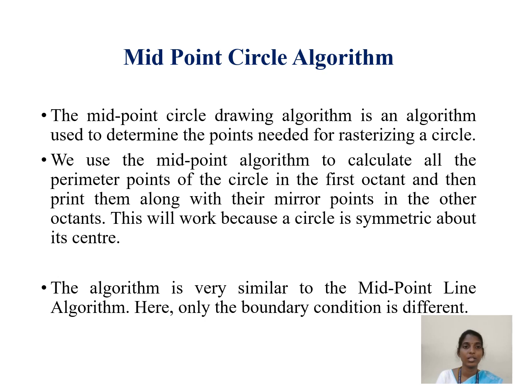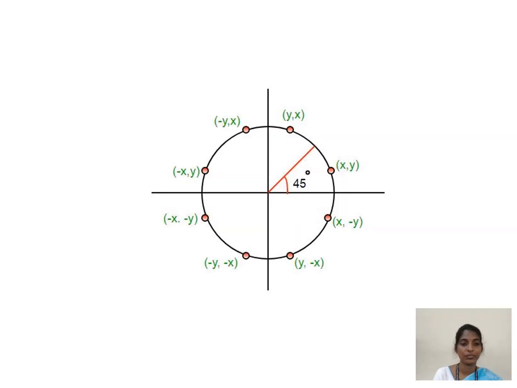Midpoint circle algorithm. The midpoint circle drawing algorithm is an algorithm used to determine the points needed for rasterizing a circle. We use the midpoint algorithm to calculate all the perimeter points of the circle in the first octant and then print them along with their mirror points in the other octants. This will work because a circle is symmetric about its center. The algorithm is very simple, similar to the midpoint line algorithm. Here, only the boundary condition is different.